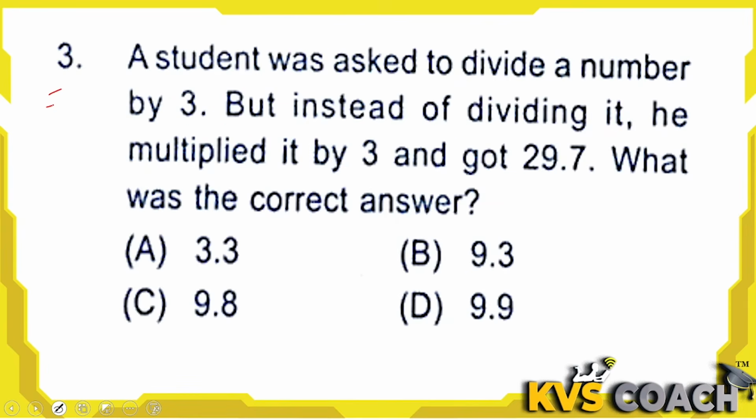Now the third question is, a student was asked to divide a number by 3, but instead of dividing it, he multiplied it by 3 and got 29.7. What was the correct answer? What should be the correct answer?